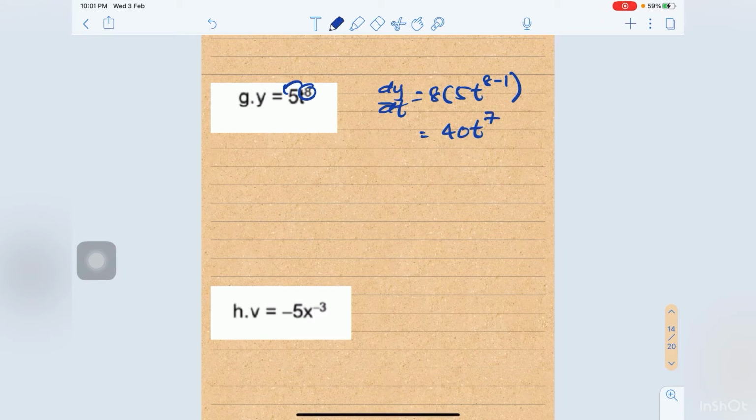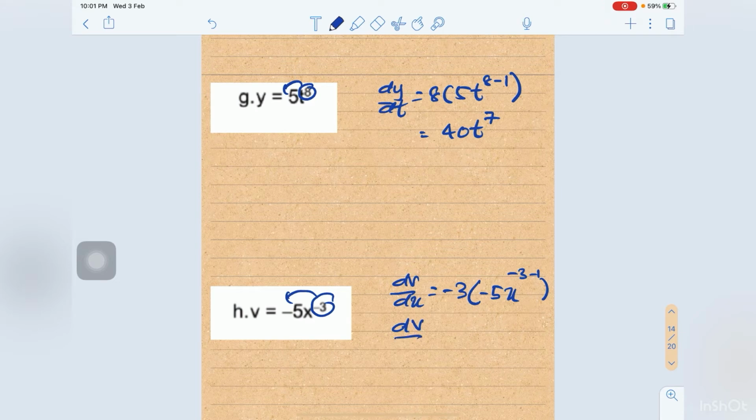Question H. We have v in terms of x. Differentiate, we get dv/dx. Negative 3 times negative 5, x to the power of negative 3 minus 1. So dv/dx equals 15x^(-4), or more proper, 15 over x^4.